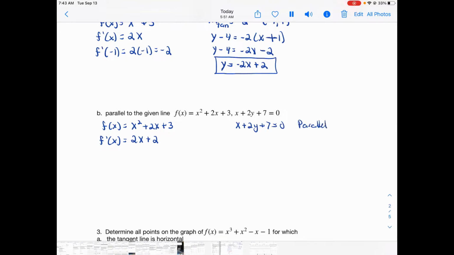Now recall that for parallel lines, the slopes are congruent. They're equal to each other. So I just need to figure out the slope of this equation. So I'm going to rewrite this equation in slope-intercept form by solving for y. And then whatever number I'm multiplying the x by, that's going to be my slope. So the slope of this line is negative 1/2. So that tells me the slope of my tangent line has to also equal negative 1/2. I'm going to rewrite this so that the negative 1/2 is on the other end. That's kind of messy looking.